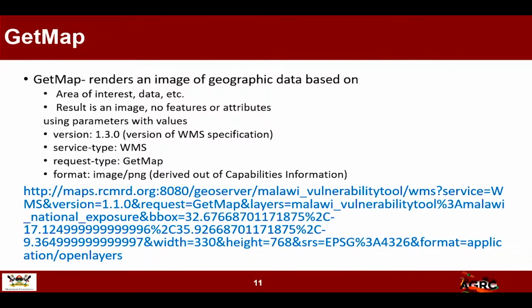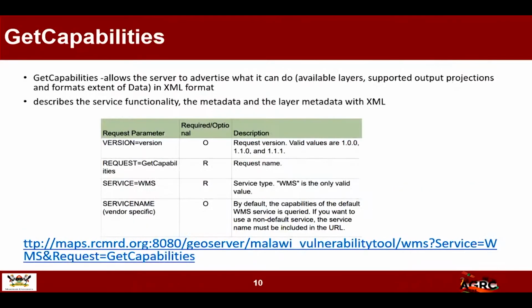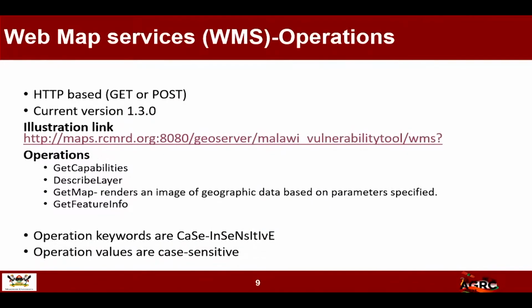If you wanted the map, then you have to specify additional parameters. In this case, the service of course will be WMS, as you can see. But then the request in this case will be get map. That's the operation that we use. So remember here we said that we had various operations. So in this case, the request will be get map. Not get capabilities, but get map. Now you want the map.